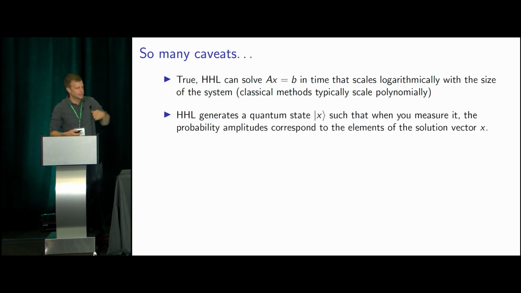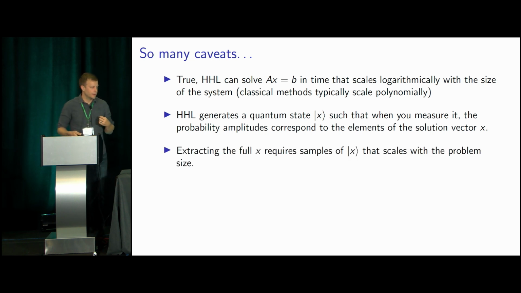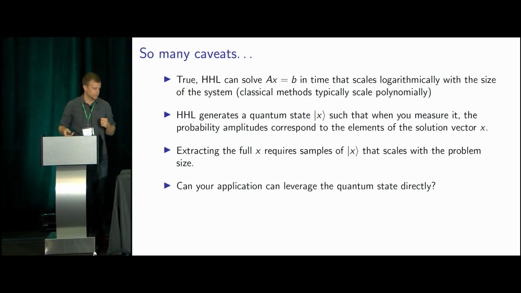Okay, caveats, right? This is only going to generate a quantum state that sort of aligns with the solution. And you need to measure it, so there needs to be some stochasticity involved here. Extracting the full x requires lots of samples of the quantum state that is produced that aligns with the solution. Can your application leverage the quantum state directly? Maybe you can do some operations on that before it comes out of the quantum system. And so then it would be especially attractive.